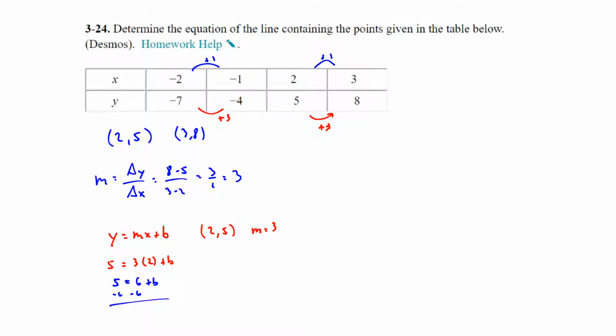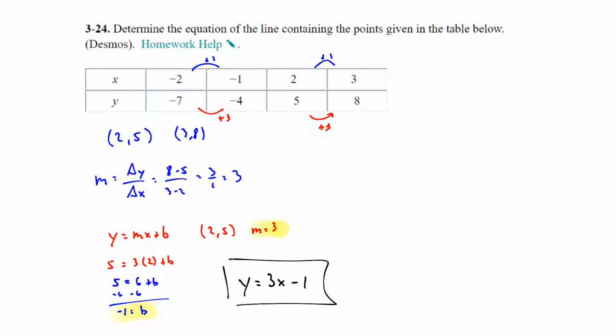Subtract 6 because we're solving for b, which is your y-intercept. So b is equal to negative 1. So now we have slope and our y-intercept. So we can write the equation of the line. Y is equal to 3x minus 1.